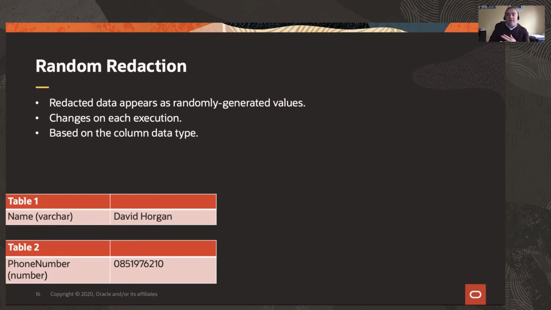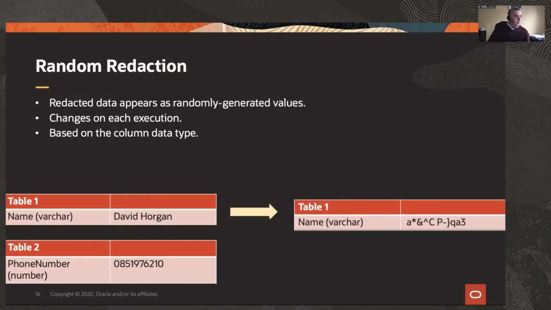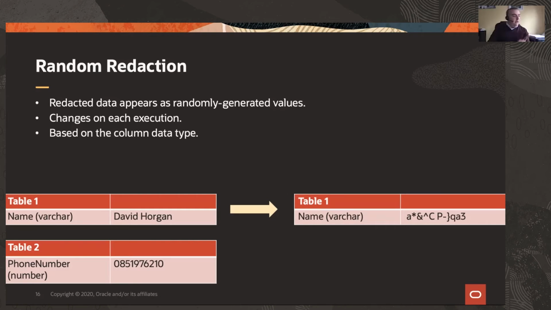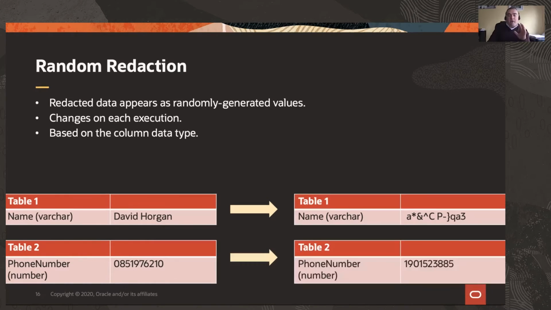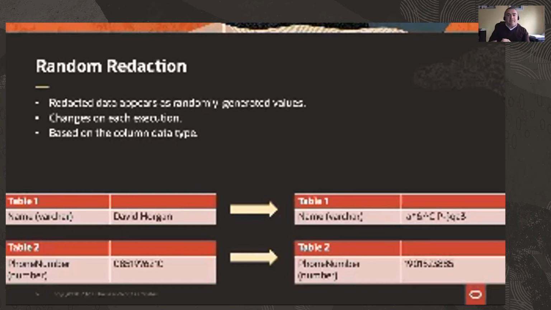And finally, we've got random redaction. This will do a like for like swap based on the data. So it'll randomly generate new values for characters, a character for character swap, and then for numbers, it'll do a number for number swap. And look, we'll see all of these in greater detail in the demo. We'll create redaction policies. We'll alter redaction policies. We'll apply them to tables. So you'll see all this in action shortly.